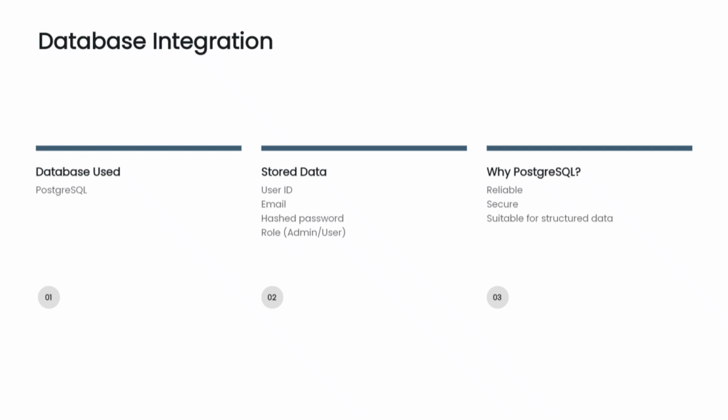Database integration. For our database, we chose PostgreSQL. It stores four key pieces of data per user: the user ID, email, hashed password, and role, either admin or user. Why PostgreSQL? Because it is reliable, secure, and well suited for structured data like user records. It integrates smoothly with Flask and supports the role-based structure we need for the future phase.